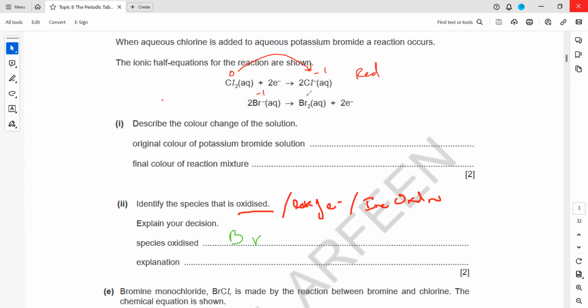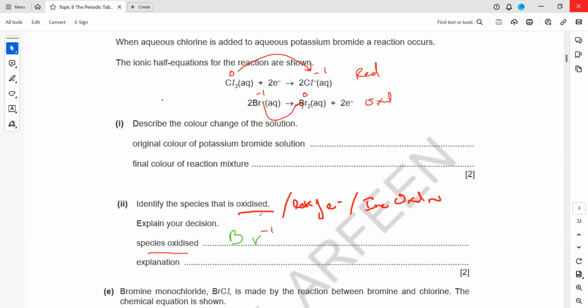For bromine, this is -1 and 0. It has increased in oxidation number. So this change is oxidation. So the species which is oxidized is the bromide ion. You're supposed to write Br2 if it is a bromine molecule, but if it is a bromide ion, we write Br with a charge of -1.